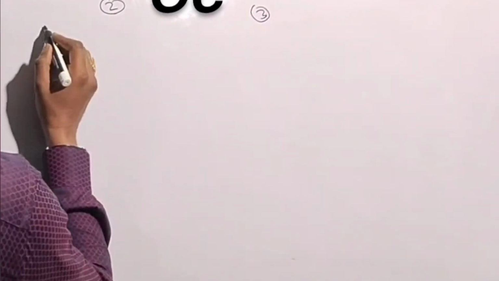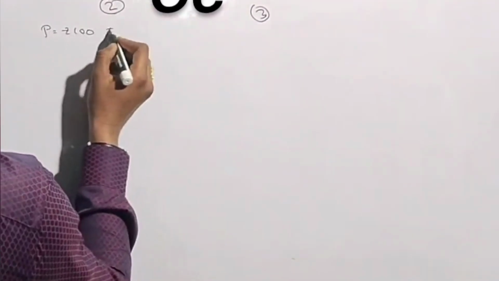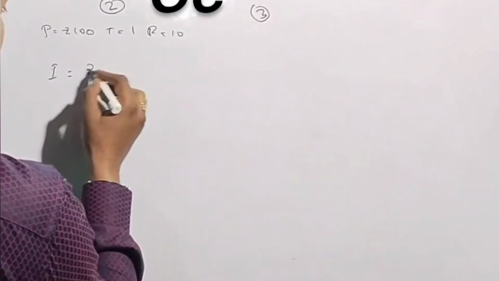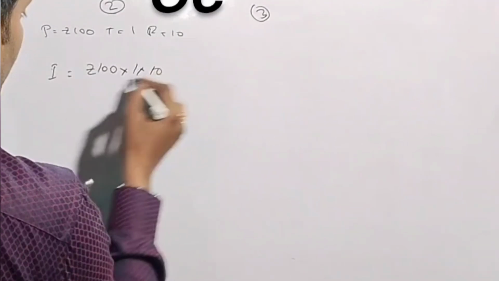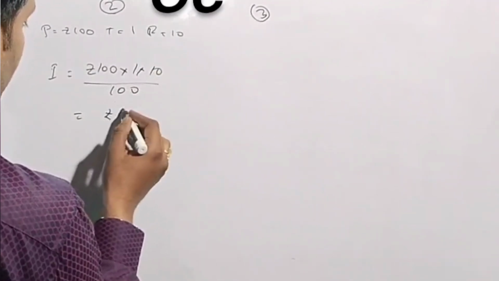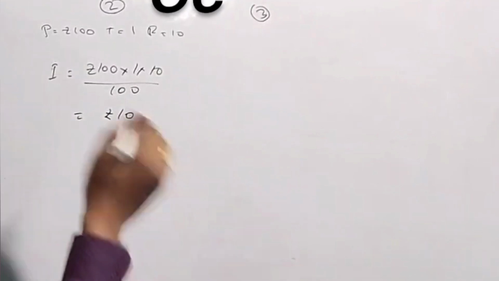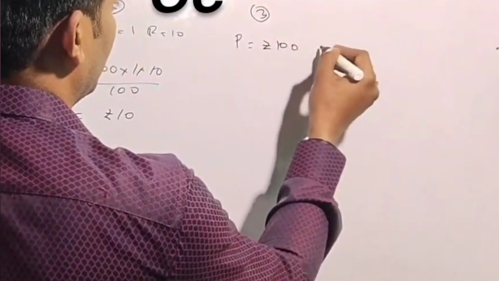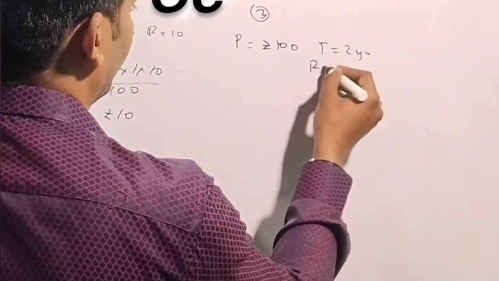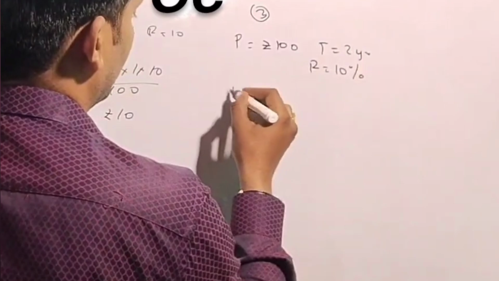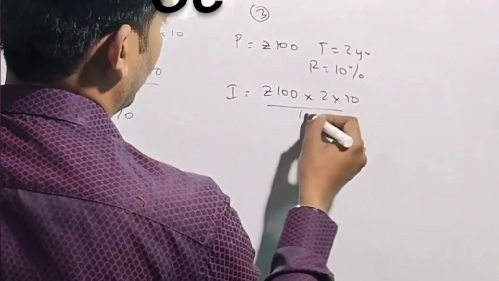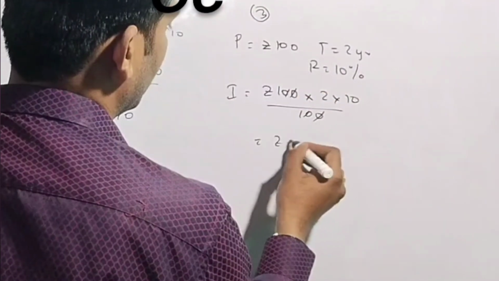Now we will take case 2. Again the principal is rupees 100 only, time is 1 year, rate is 10%. Simple interest will be P into T into R by 100. Simply your answer is rupees 10 for 1 year only. Now you have to find out the compound interest on the same principal, where the time is 2 years and the rate of interest is 10%. So the interest for the second year, directly P into T into R by 100, zeros cancel, so the answer is rupees 20.